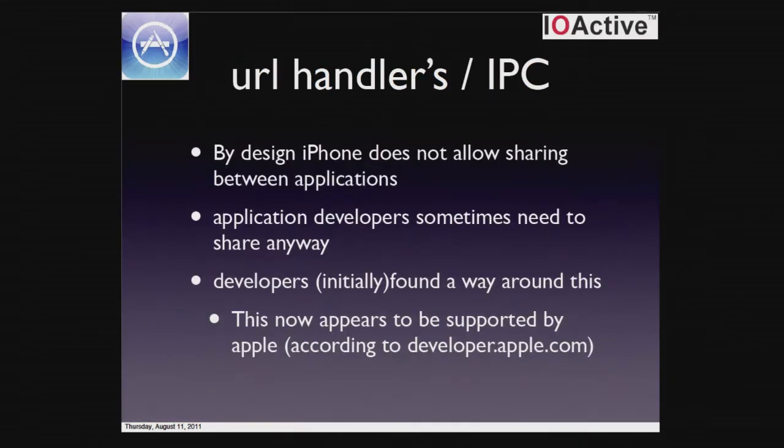Okay, moving on to URL handlers. URL handlers in iOS are a great entry point because they're seen as a way to do inter-process communication. By default, iPhone doesn't allow apps to share data with each other. They want to have complete segregation of apps, which from a security point of view is a good idea. But it becomes a problem because developers are kind of stuck and there's no way for them to share between apps, and sometimes they want to do that. So developers worked around it by saying, we're going to use these URL handlers as IPC mechanisms so that other apps can talk to us and send us information.